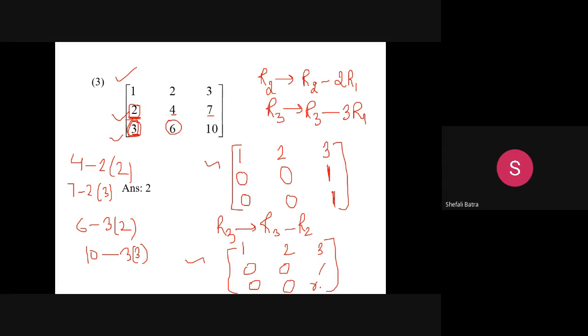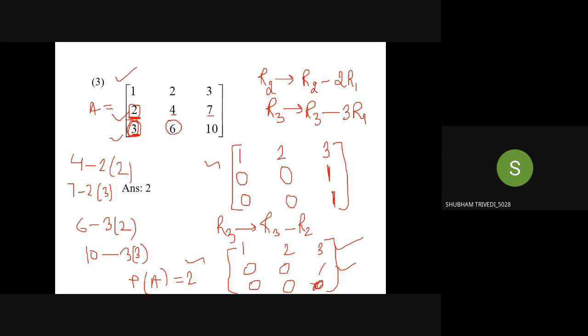So now it is in echelon form, and the number of zeros are in increasing order. Now count the number of non-zero rows. This is one row and this is another row. So the rank of this matrix, let us say this given matrix is A, is equal to 2. This is the given matrix A. Is it clear? Yes, ma'am.